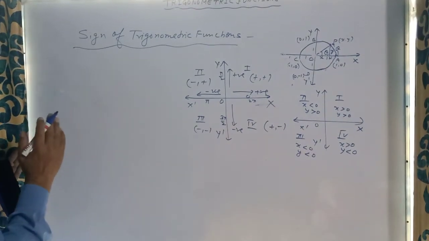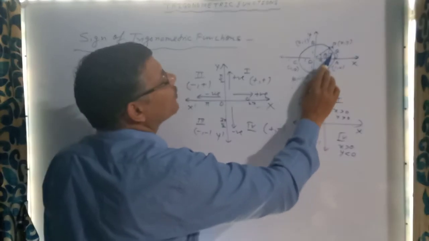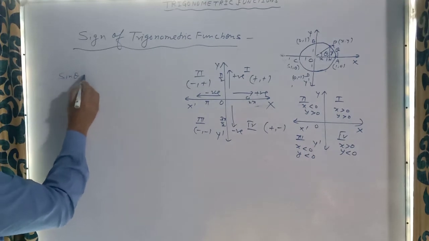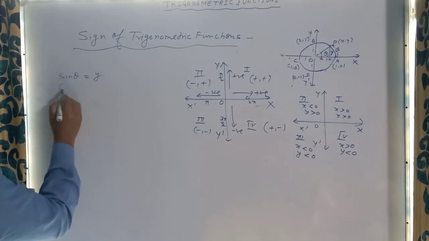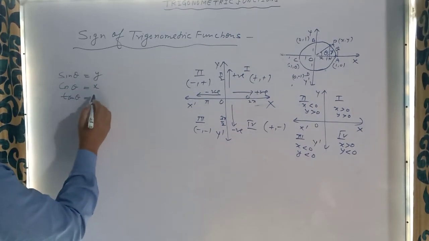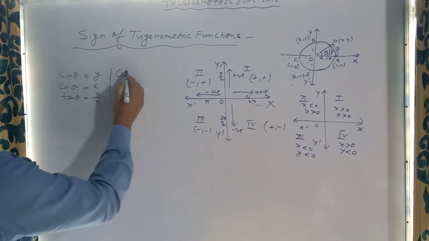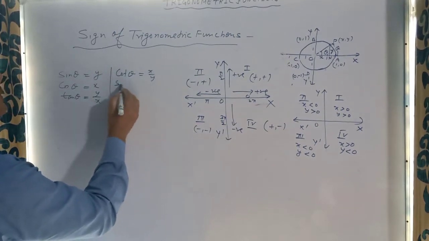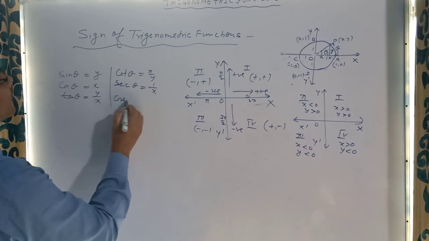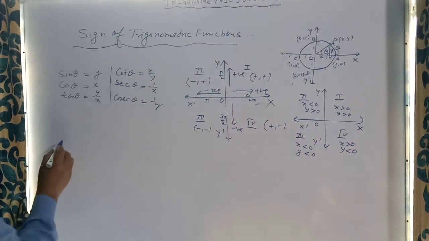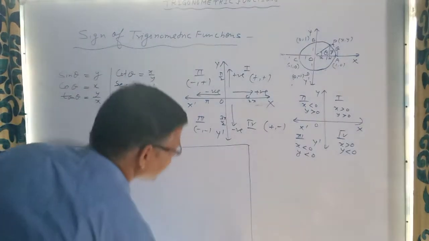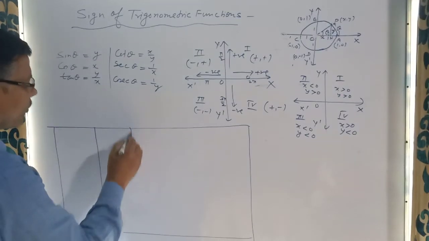Here we are supposed to deal with only two things, x and y, since all the ratios have x and y. So what about sine theta? It is y. Cos theta is equal to x. Tan theta is equal to y by x, and cot theta is equal to x by y. Sec theta is equal to 1 by x, and cosec theta is 1 by y. So when we find the sign of the respective ratios in different quadrants, we divide the plane into 4 quadrants.